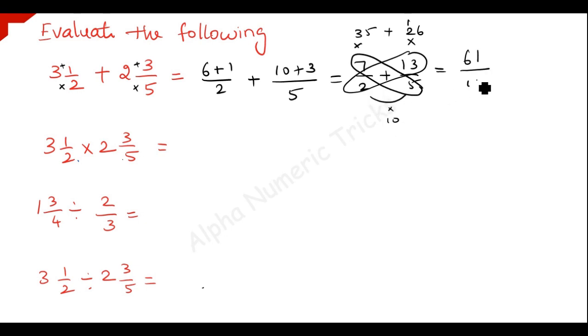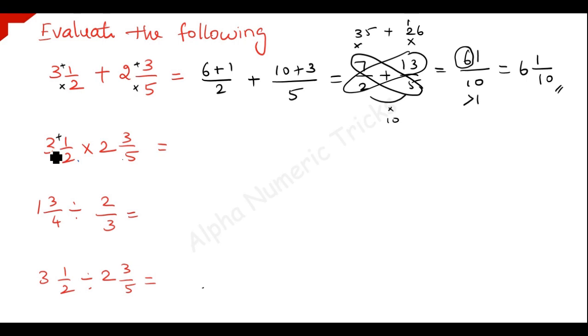5 times 2 is 10, so you have to write it, but this is greater than 1, so you have to convert it into a mixed fraction, which is equal to 6 1 over 10. This is your answer. And here you have 3 1/2 times 2 3/5. So again you have to do it, multiply this and add it and write it.